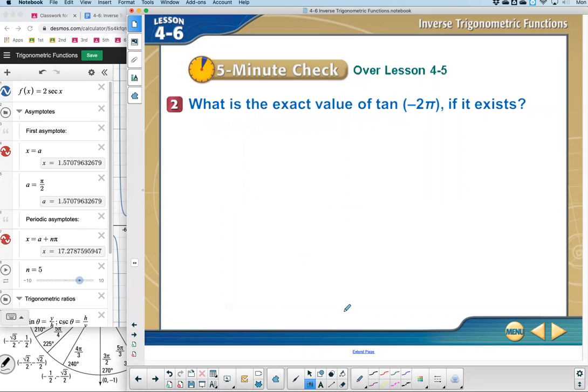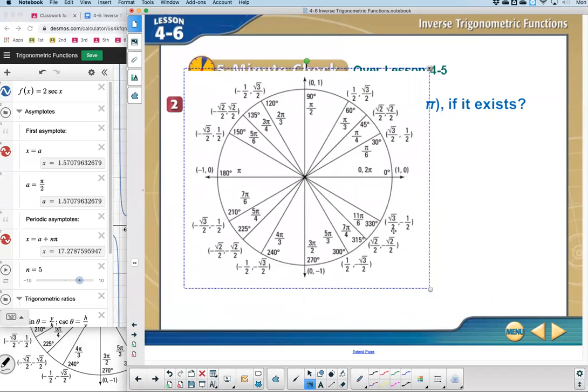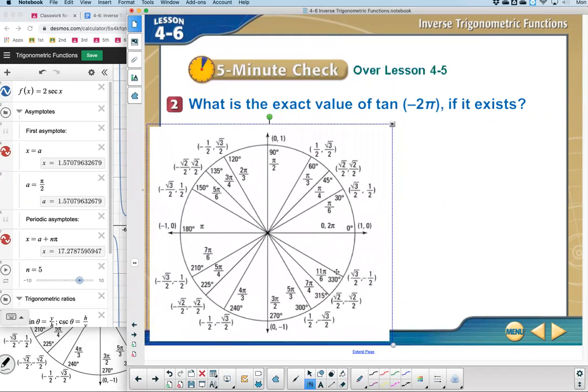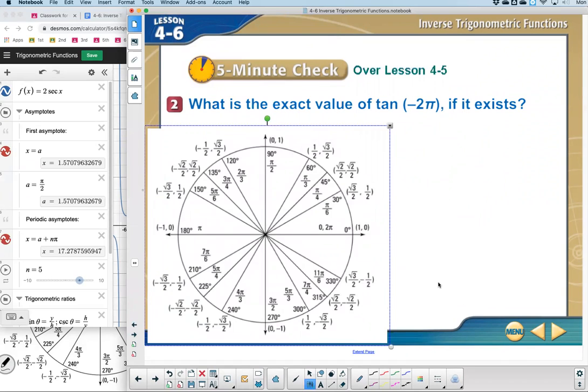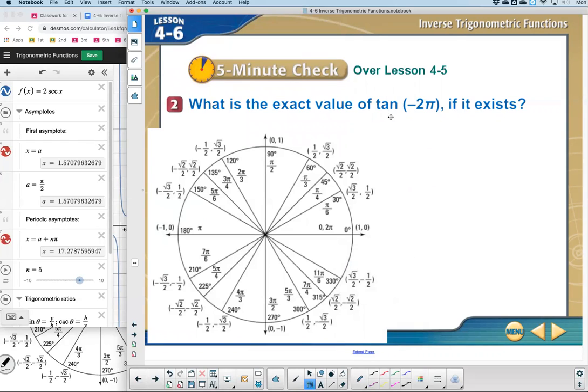Now, in previous lessons, specifically lesson 4.3, we did unit circles. So let me copy this in here. And I gave you values, and I said, hey, what is that value if it exists? And I trained you how to use a unit circle. And so we would look for tangent of -2 pi. So if you look over here on this, let me just copy this here too. Okay, if you look on this, you're looking for -2 pi.